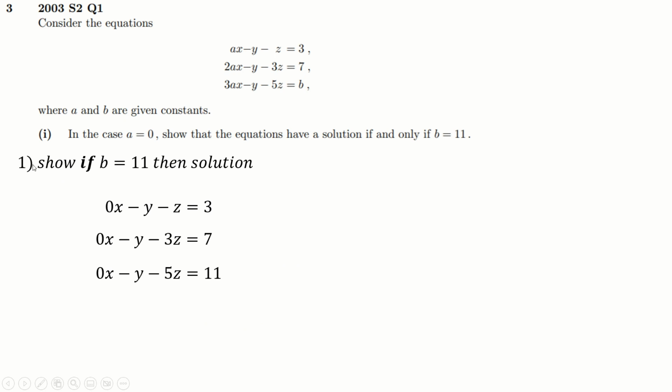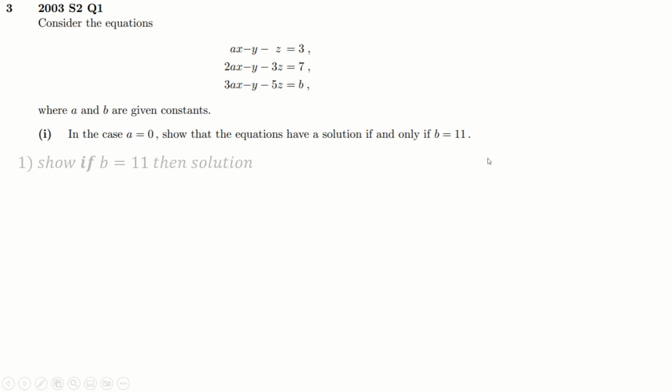This should also be number 2, shouldn't it? Because I did that second. That should be number 1, and then that should be number 2.